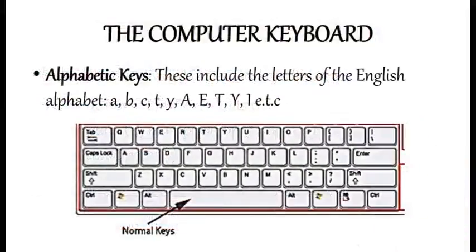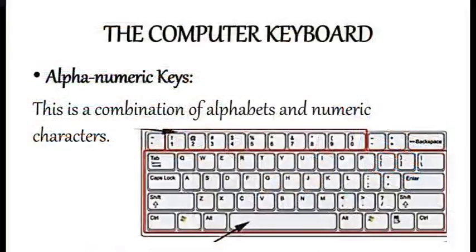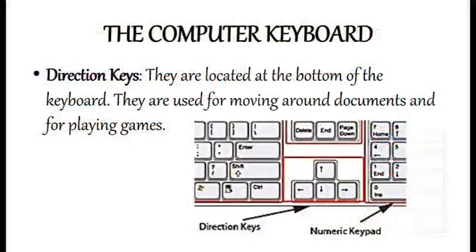Also, we have what we call the alphanumeric keys. This includes the letters of the English alphabet, A, B, C, etc. The alphanumeric keys are a combination of alphabets and numbers. We also have the direction keys. These direction keys are located at the bottom of the keyboard, and they are used for moving around documents and for playing games and other features.